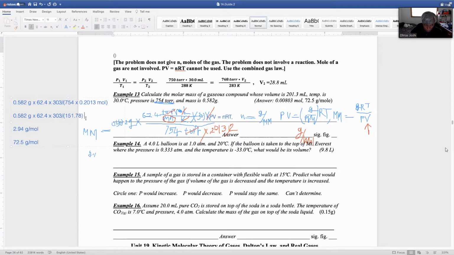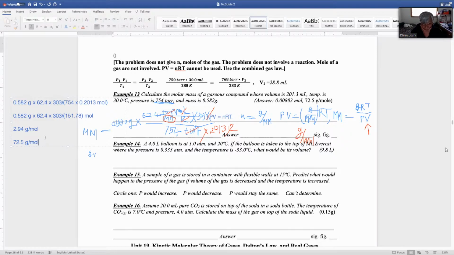Now, this is what you have to do, right? Yeah. Make sense? So now you know what to do. Now you will go ahead and do this, and then you will get the answer 72.5. So I got 72.5. Yep. Okay, that's right.